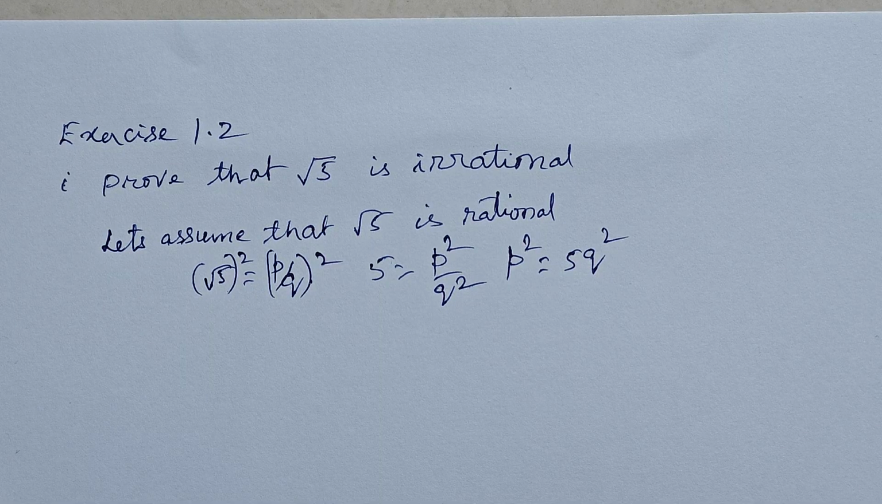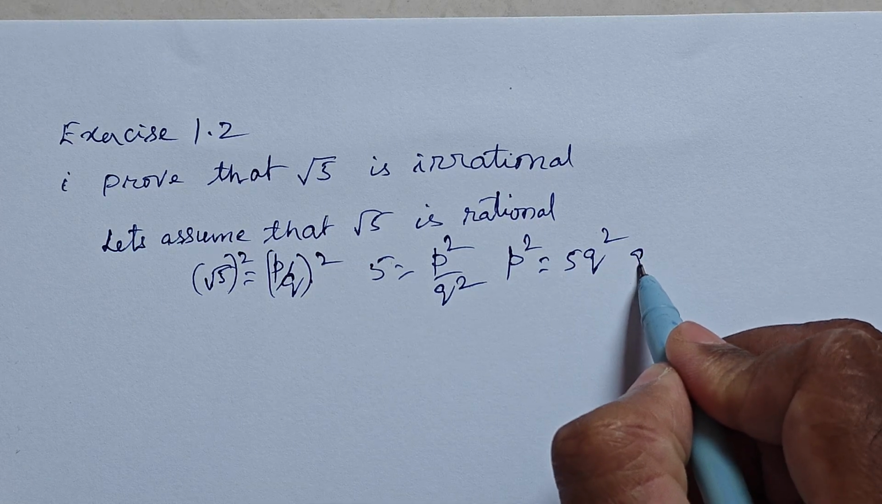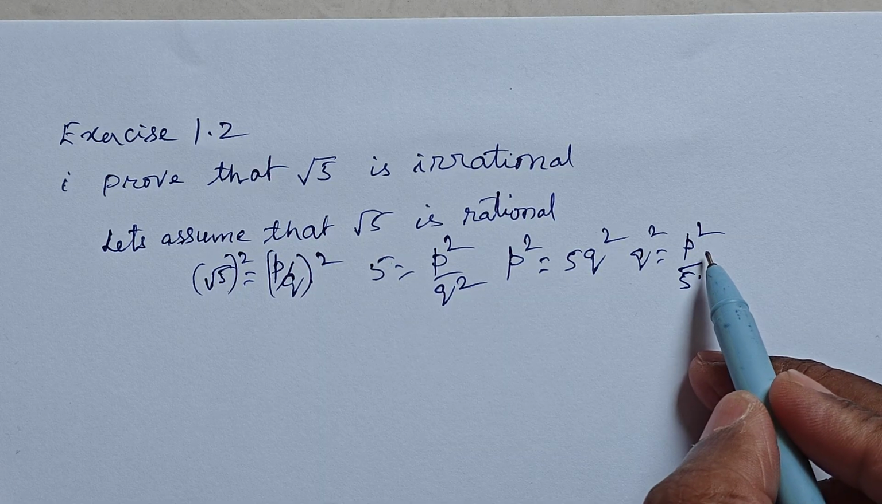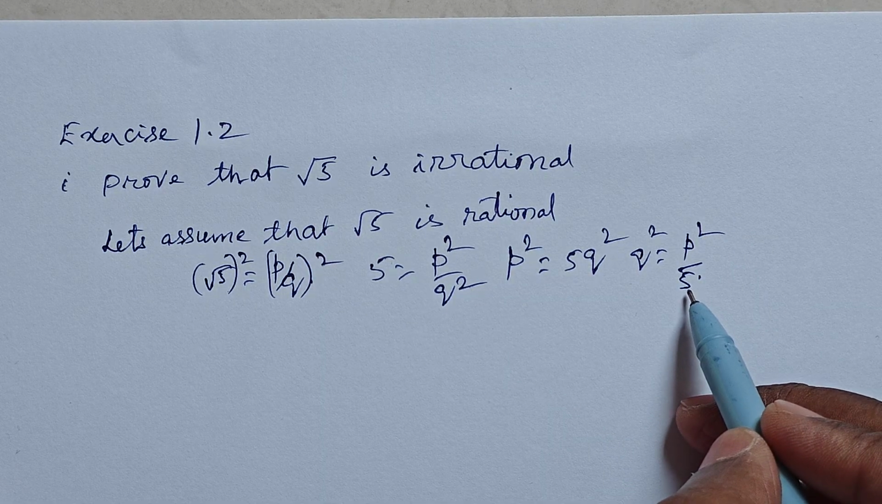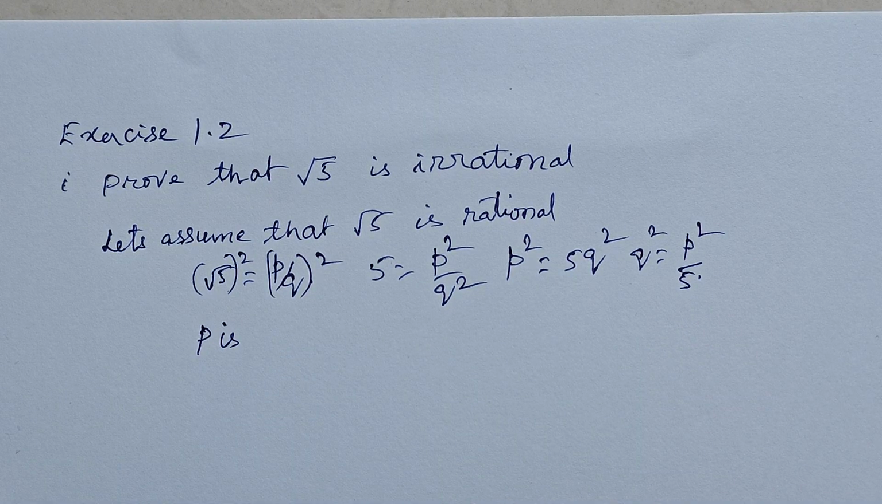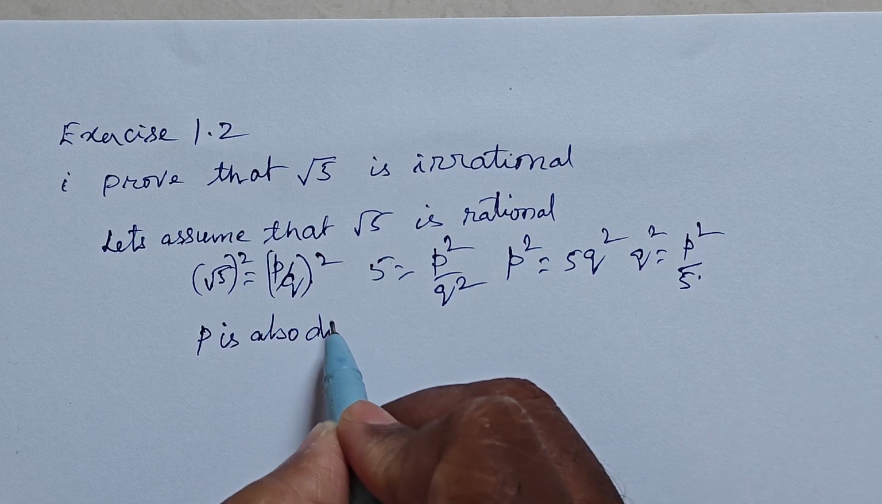So here, p square is equal to 5q square. That means we can say q square is equal to p square by 5. And this says that the square of a number is divisible by a prime number, 5. Then, if you recall that rule, if the square of a number is divisible by a prime number, then the number itself is also divisible. Square of a number means p square, and the number means p. So p is also divisible by 5.